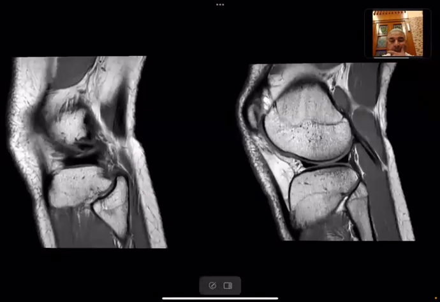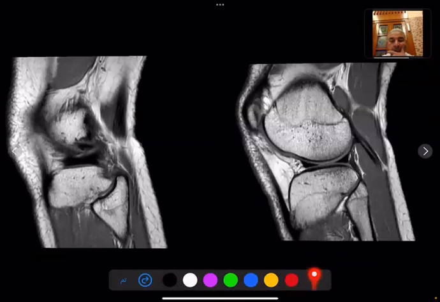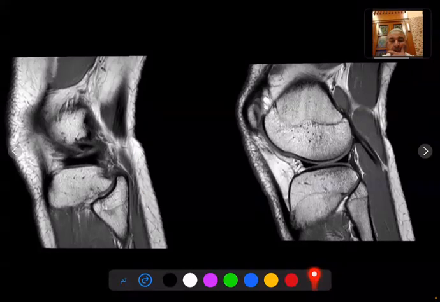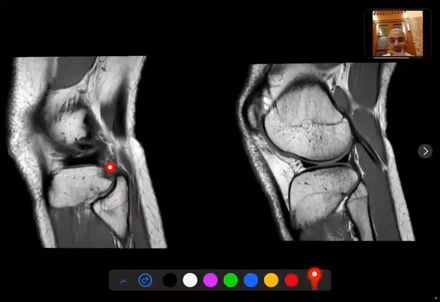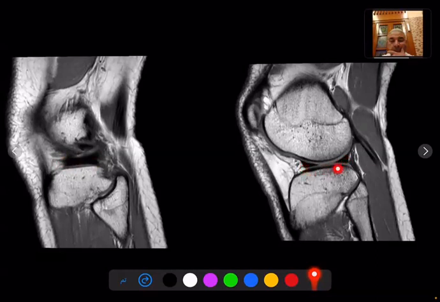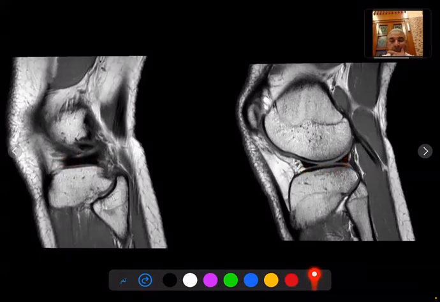And this is the sagittal image, which is the best image for demonstration of the menisci. This is a proton density image demonstrating the lateral aspect of the knee, with the fibula. And this is the lateral meniscus. This is the body of the lateral meniscus. And this is the anterior horn and posterior horn of the lateral meniscus, which are uniform in thickness and equal in size.